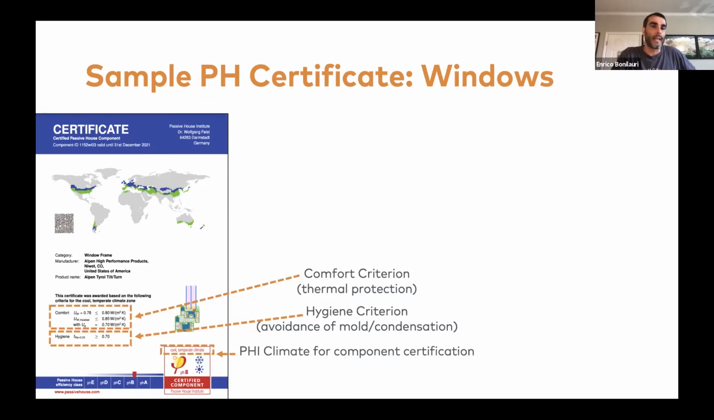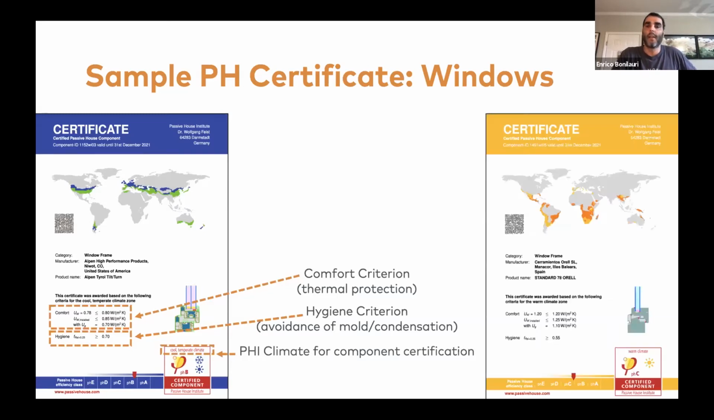Now, something that is less known is that you can have building components that are certified for milder or colder climate zones. This certificate on the right-hand side shows a double pane window, which is certified for milder climate zones. So you have a warm climate, which is the equivalent, roughly speaking, to climate zone 3 in the US. And you have the criteria for comfort and hygiene called out on the certificate.